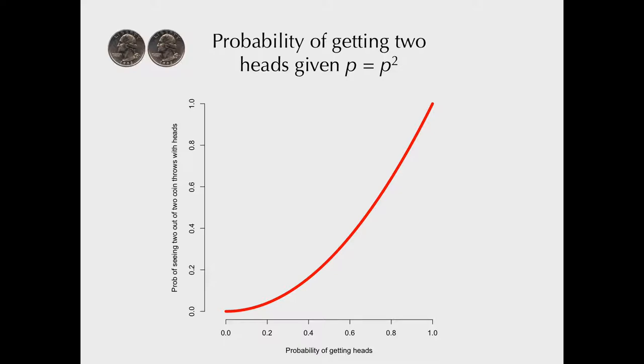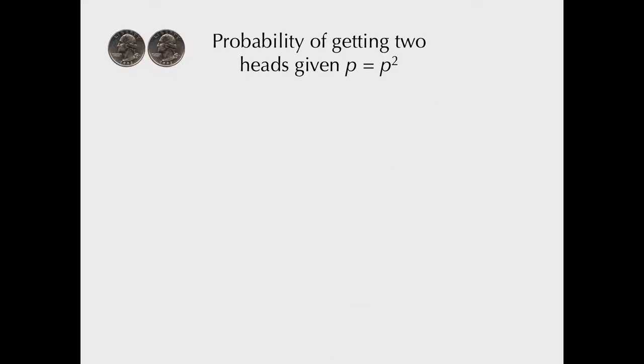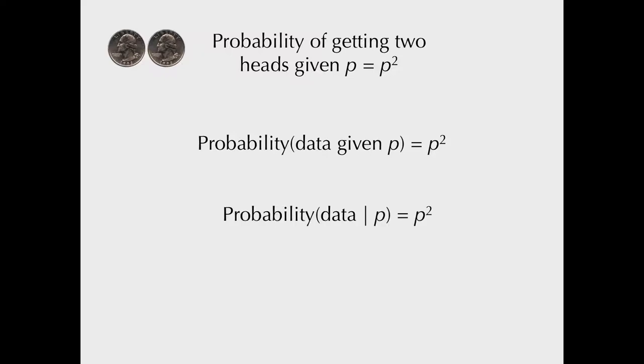The probability of getting two heads is p squared: probability of getting heads, and probability of getting heads again. Here is that surface. So the probability of getting two heads is that. When I'm talking about this, I'm saying it's the probability of the data given p. The probability of having two heads as the data given p is p squared. Another notation for it.